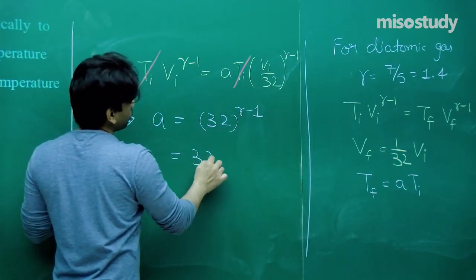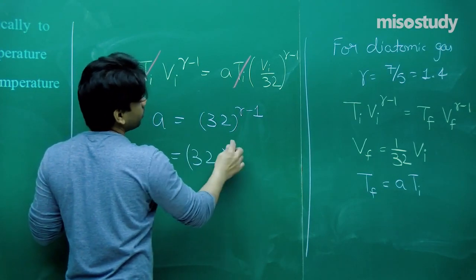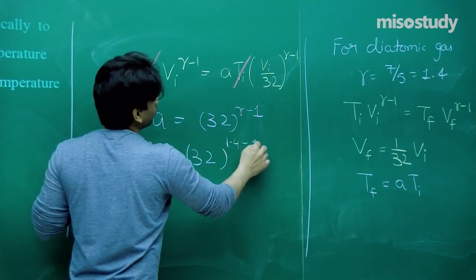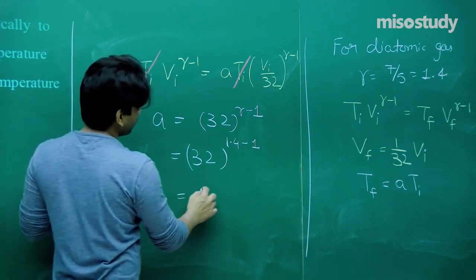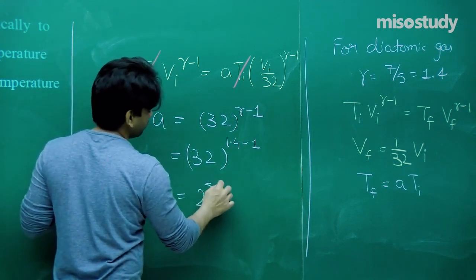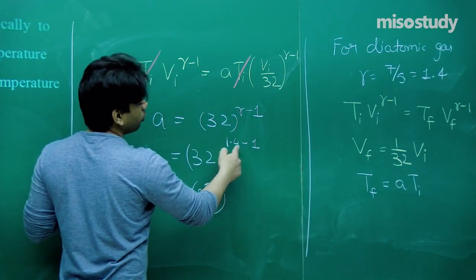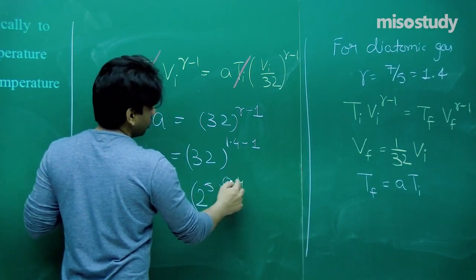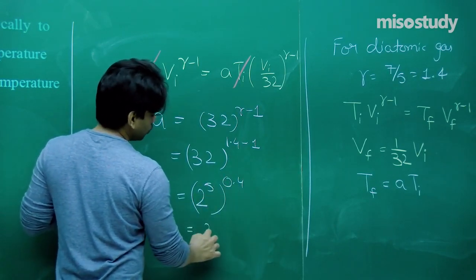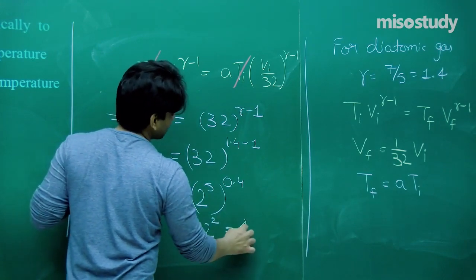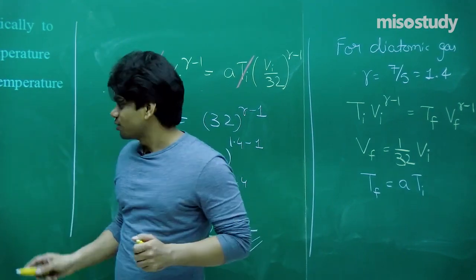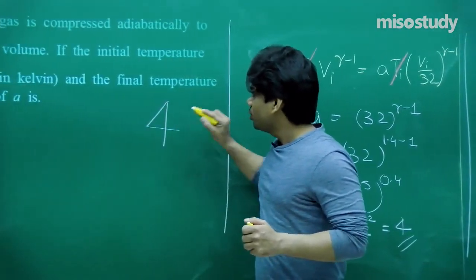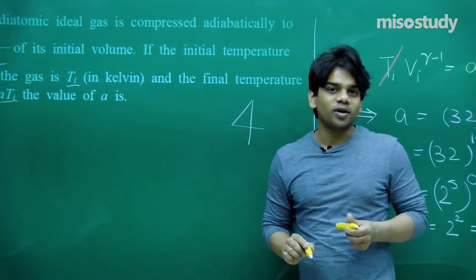Let me put up the value: 32, and gamma minus 1 is 1.4 minus 1, because 7/5 is 1.4. 1.4 minus 1 you get 0.4, and 32 can be written as 2 to the power 5. 5 into 0.4 you get 2, so 2 to the power 2 you will get as 4. So finally, the digit you have to encircle is 4 in this question. The value of A will be 4 for this question.